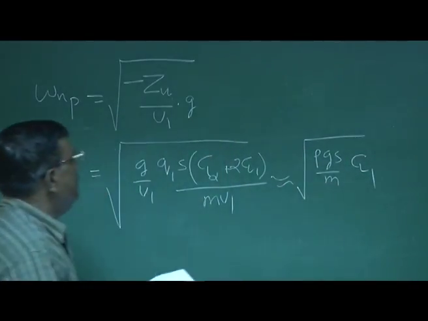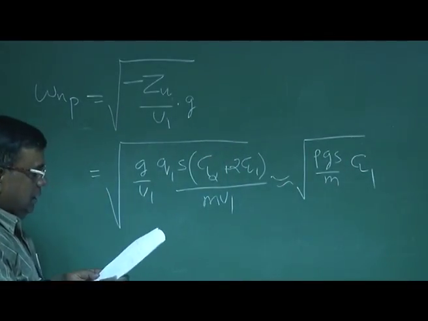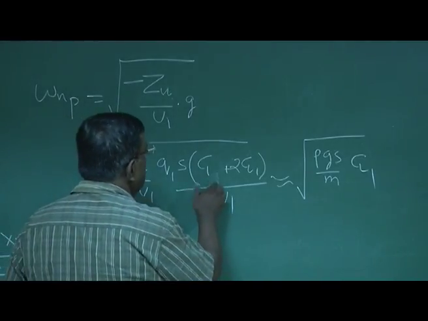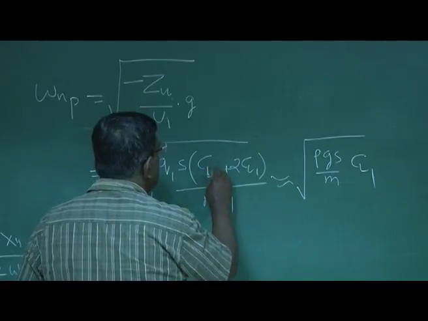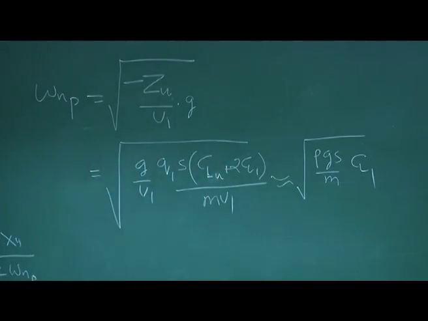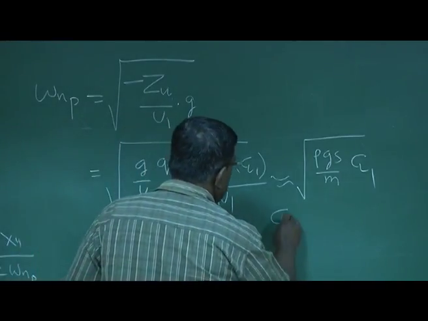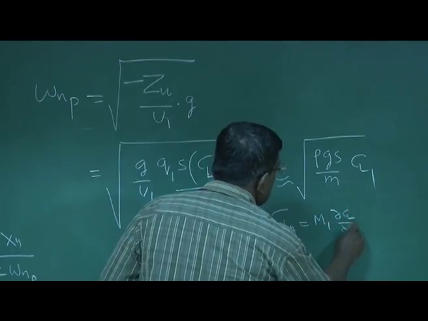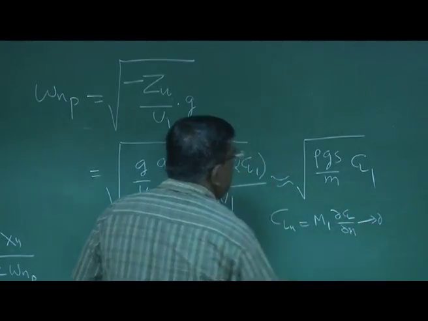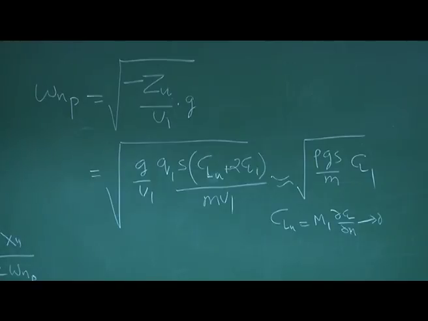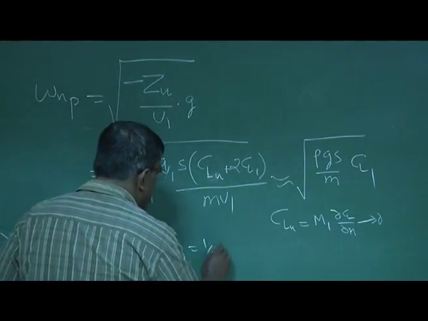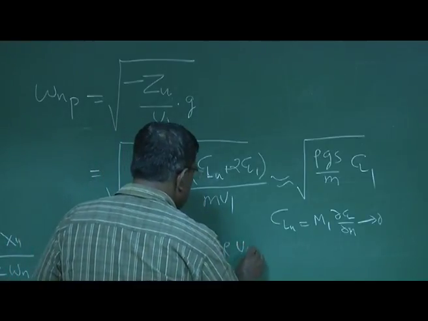What has been done? If you see here, this is CLu, it's not CL alpha, sorry, corrected, this is CLu. What is the approximation here? That I have neglected CLu, which is nothing but M1 into dCL by dM, I have put it to 0. That is, typically I am talking about a subsonic airplane up to Mach 0.6. What is Q1? Q1 is half rho U1 squared.